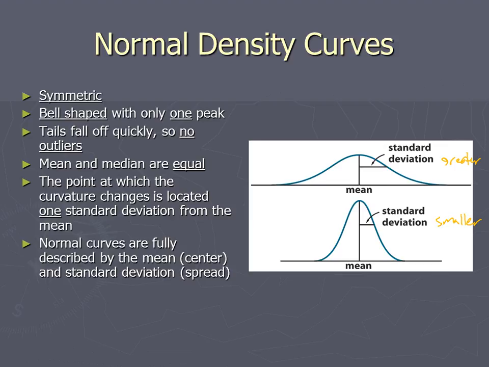Right here, the point at which the curve changes, going from concave down to concave up, is going to be one standard deviation greater than the mean, plus one standard deviation. Okay? And what are we going to use to describe normal curves? The mean, which is the center, and the standard deviation is what we're going to use for the spread. That means on the other side right here, this would be minus one standard deviation.